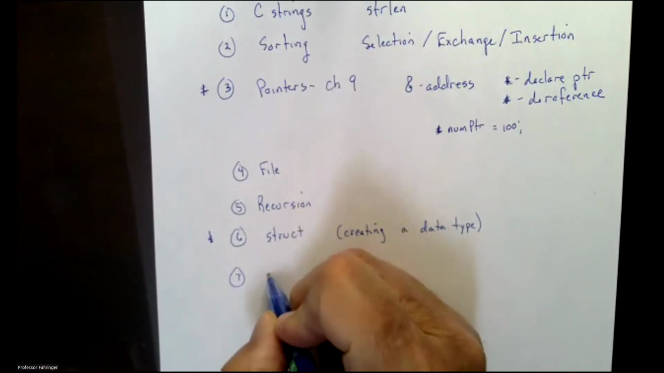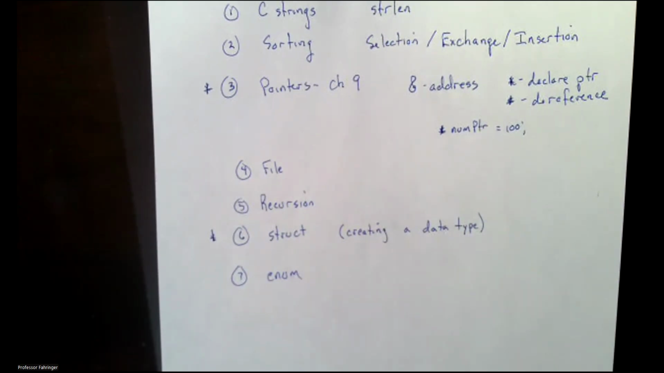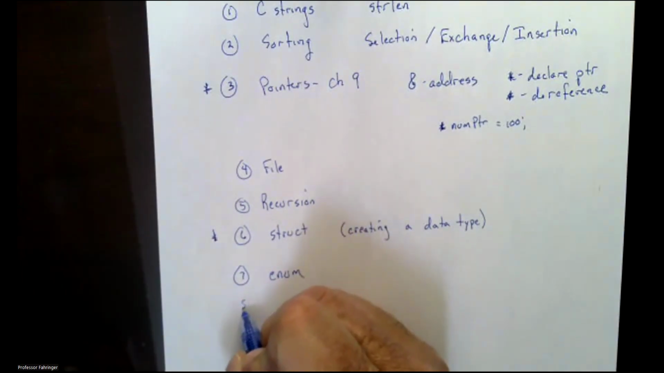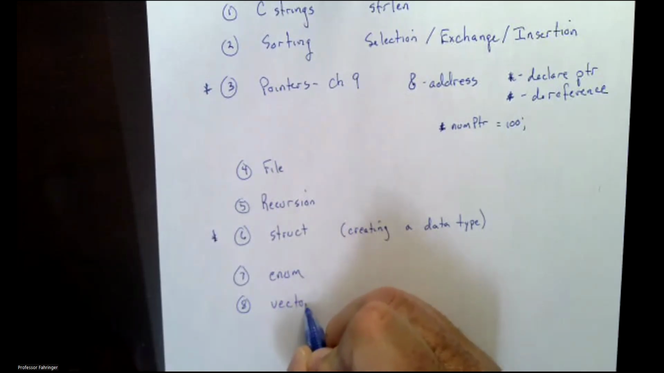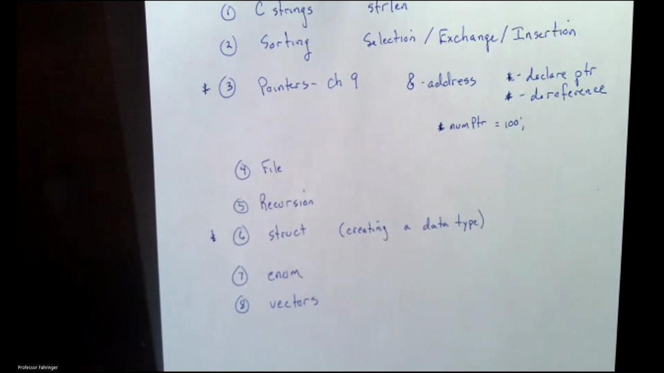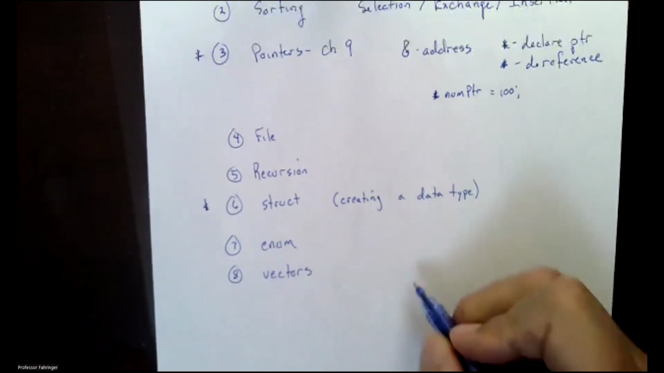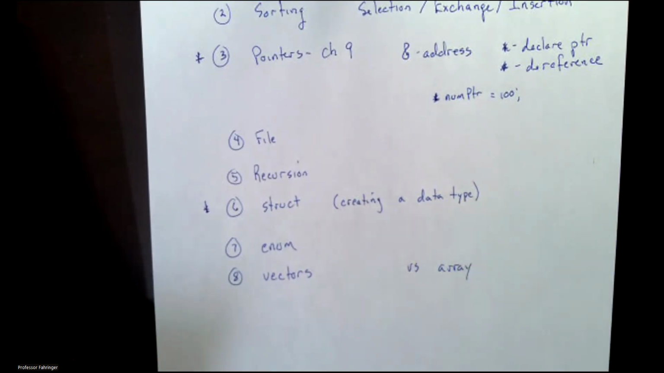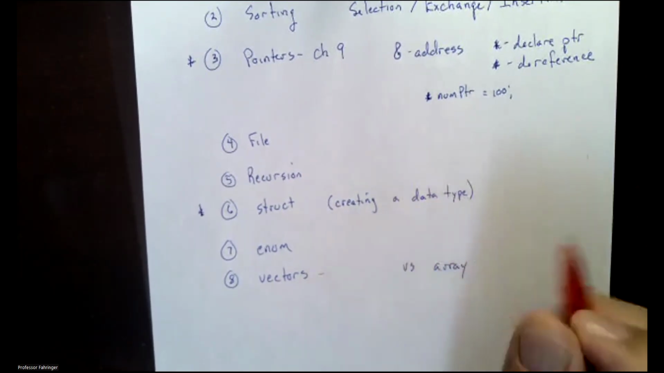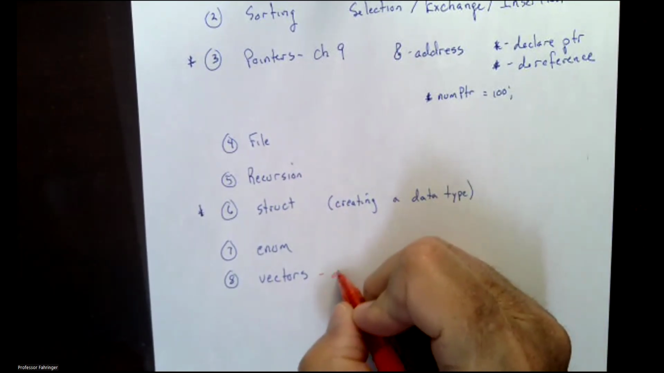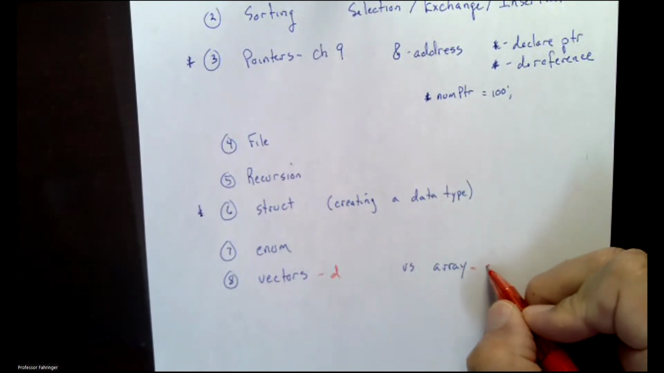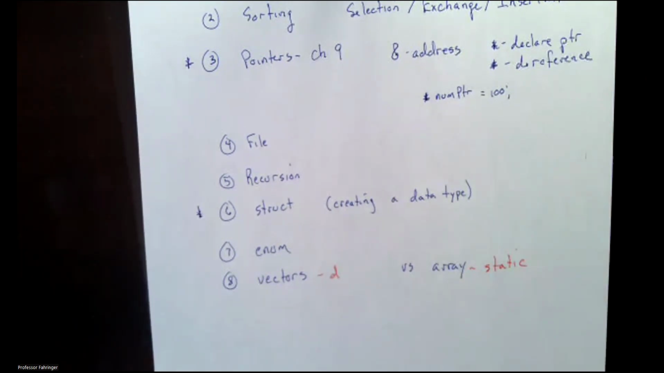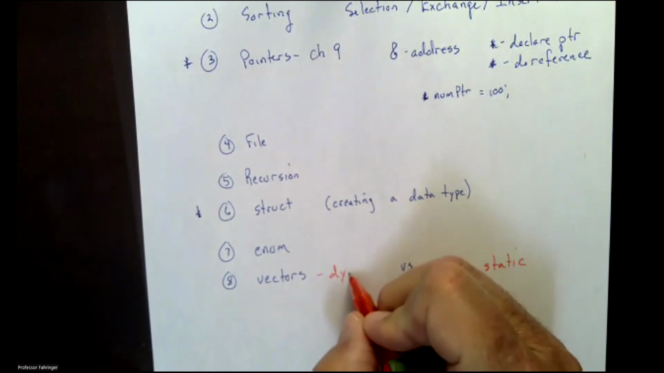There was one thing we looked at called enum. That was an enumerated data type. We got into vectors. Vectors versus arrays were both ways to store information. With an array, you declare the bounds of it. Yes, vectors you could add on. Arrays are static, and vectors, like you said, are dynamic.